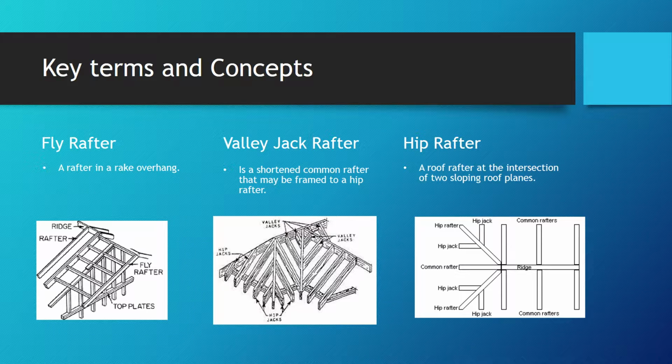And then you got the fly rafter in a rake overhang. A valley jack rafter is a shortened common rafter that may be framed to a hip rafter. A hip rafter, a roof rafter at the intersection of two sloping roof planes. And again, you got each one. These are all roofs, so even the one on the right, that's a roof looking down.